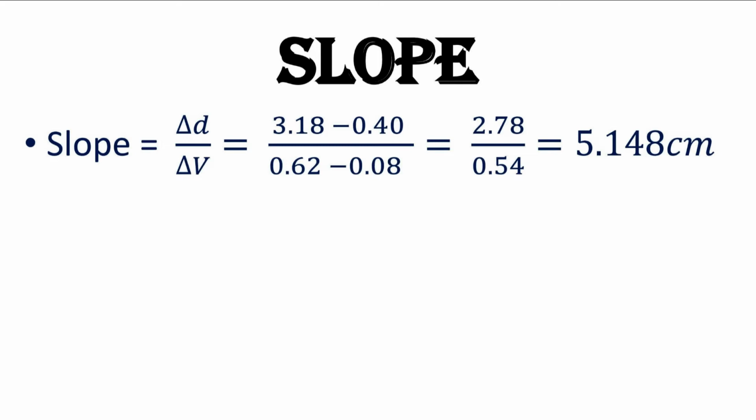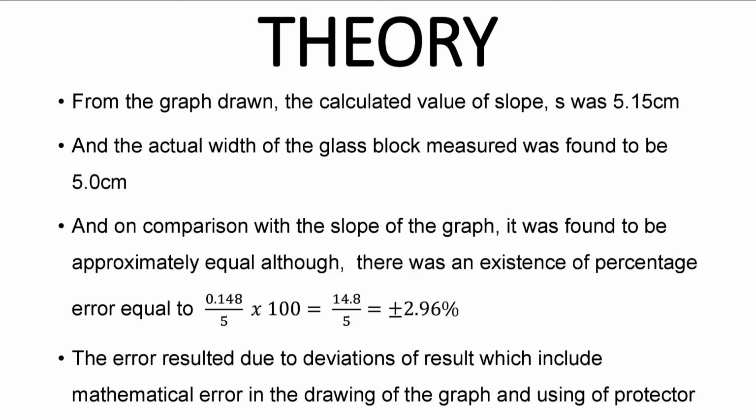Now, the aim of this experiment is actually to determine the width of the rectangular glass block provided. You can even see it in the drawing that they emphasized that you measure the width of the block. Now, this is actually where you know how accurate or how close.